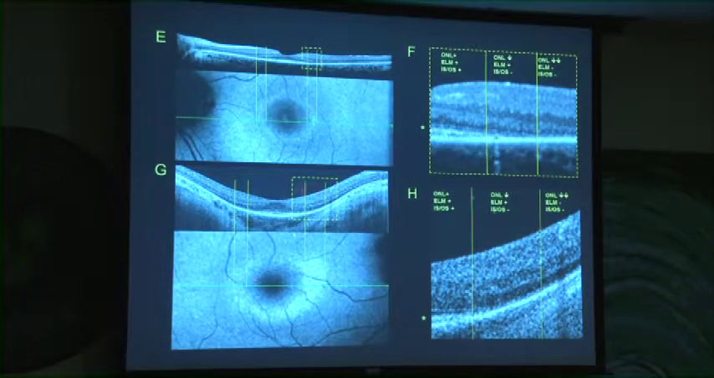As the ring gets smaller, this ellipsoid inner segment junction would get smaller. As the disease progresses, this would get smaller. So this is a pretty important area I'd like to highlight.